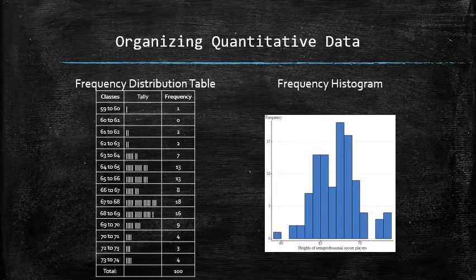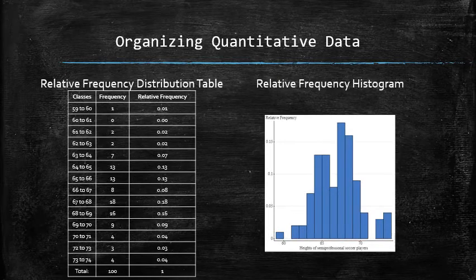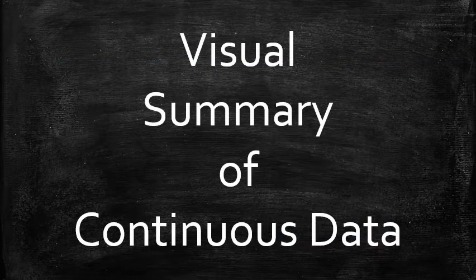Now we can turn the frequency distribution table into the frequency histogram, and the relative frequency distribution table into the relative frequency histogram. We discussed how to summarize continuous data. In short, we use interval grouping and treat it similarly to large discrete data.